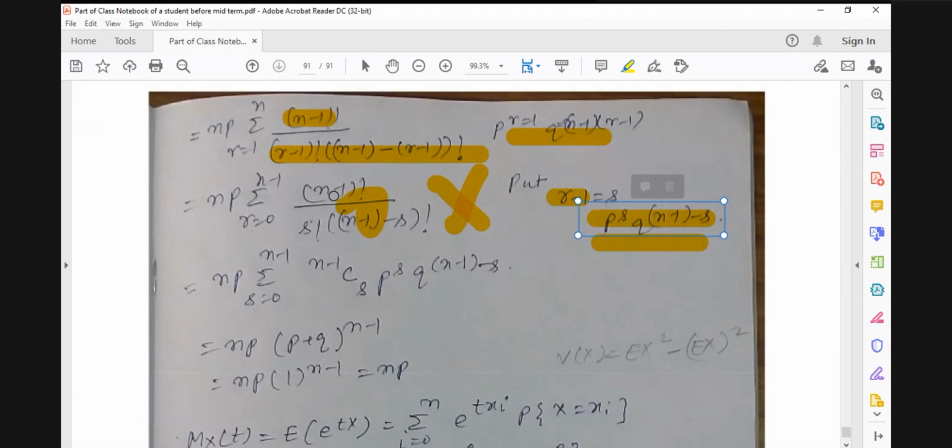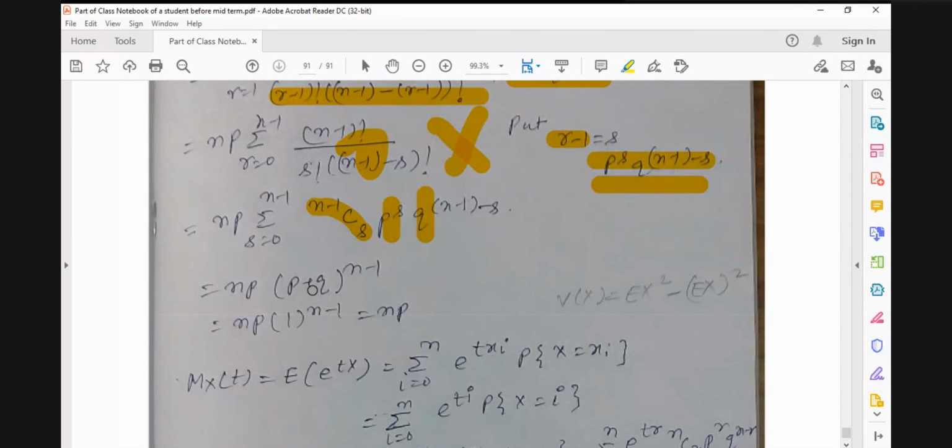And in the next step, we can combine this: (n minus 1) Cs p raised to power s q raised to power n minus 1 minus s. Then you can see it can be rewritten as (p plus q) raised to power n minus 1. Why are we writing this? This is actually the binomial expansion. We are combining it. And what is p? p is the probability of success and q is the probability of failure, and their sum is 1.